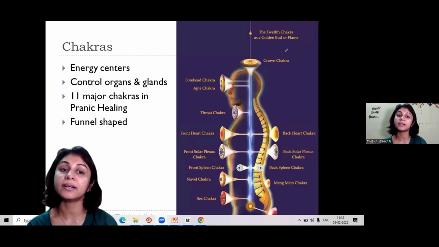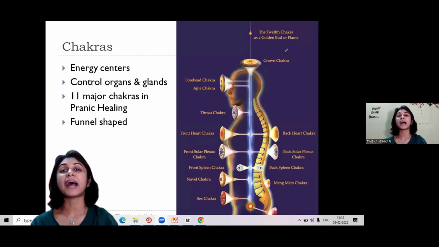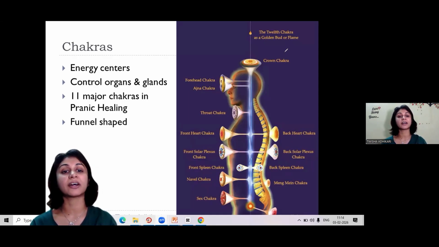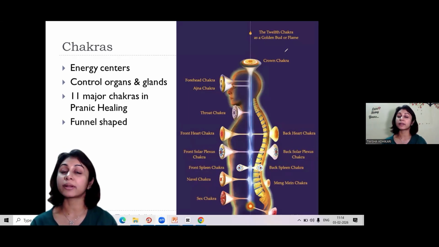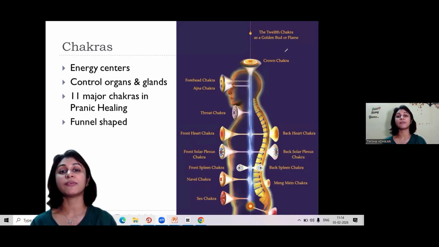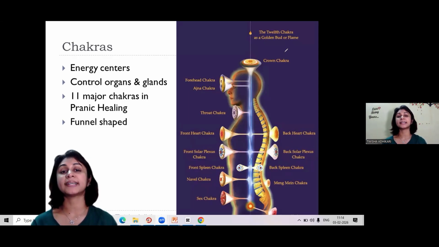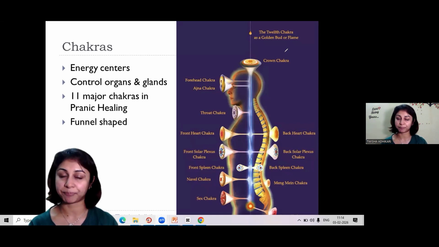So today we are going to learn about the chakras. Now, we have 11 major chakras, and all these chakras control our organs and our glands. Every organ has a minor chakra, and along with the 11 major chakras we have other minor chakras also. Now, these chakras are basically the pump house of our energy body.